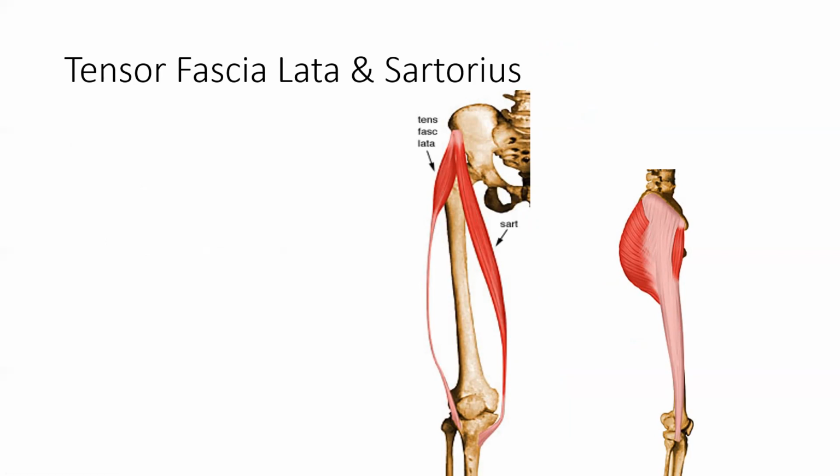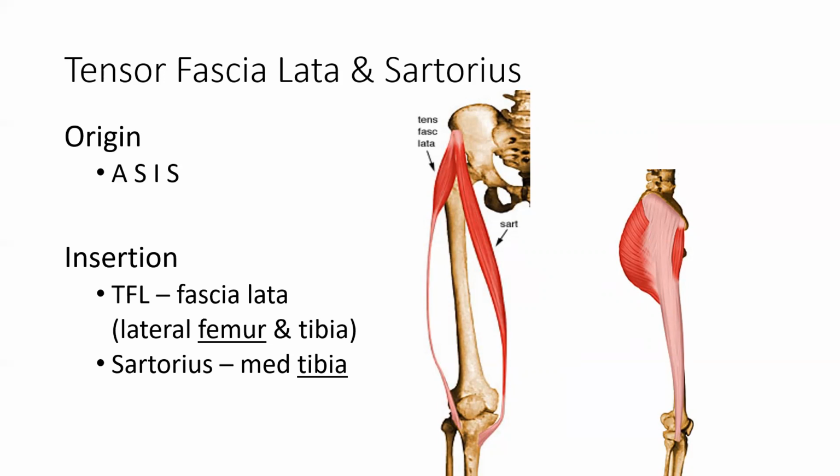superior and lateral muscle for the hip joint, and Sartorius is a superior, anterior, and medial muscle for the hip joint as well as for the knee joint. So both of these muscles have an origin on the ASIS, or the anterior superior iliac spine, and then the insertion for tensor fascia lata is on the lateral femur and tibia, and then Sartorius on the medial tibia.